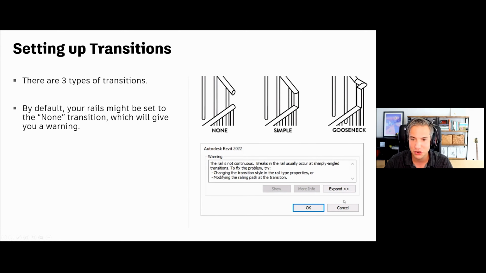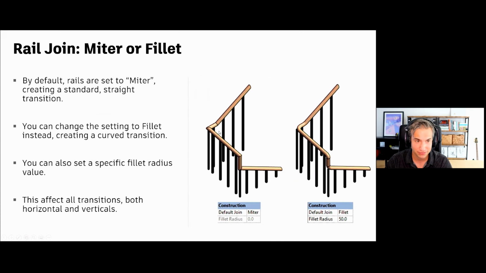And if you use the gooseneck style, you will most likely not get a warning. If you use none, you will always get this warning. That's pretty annoying. So none is not a suggested option.